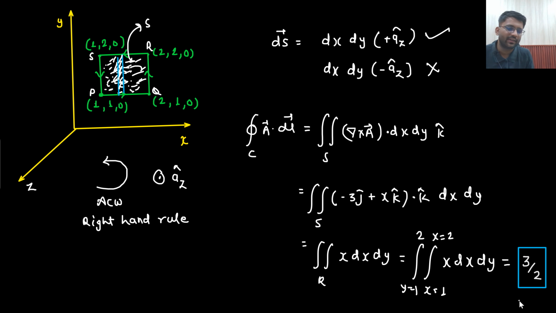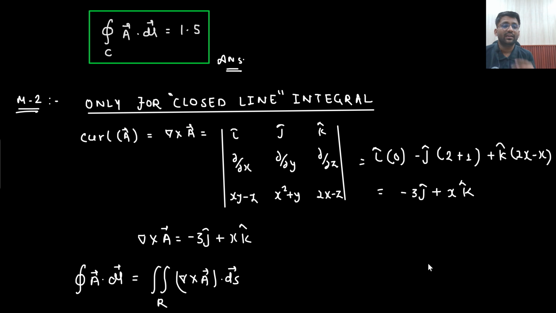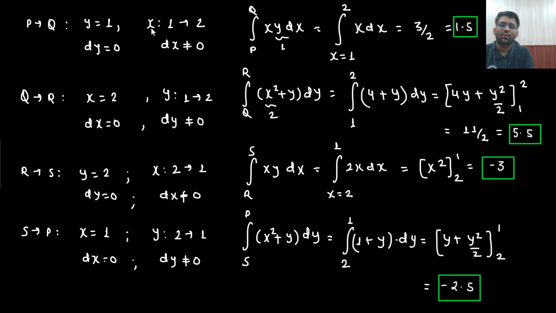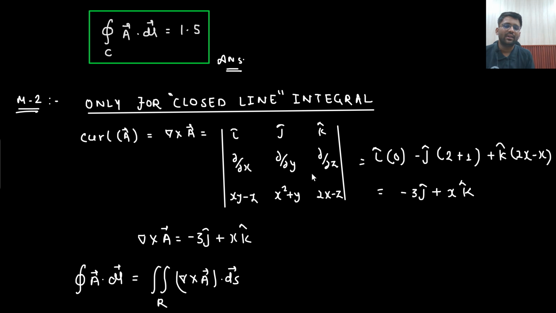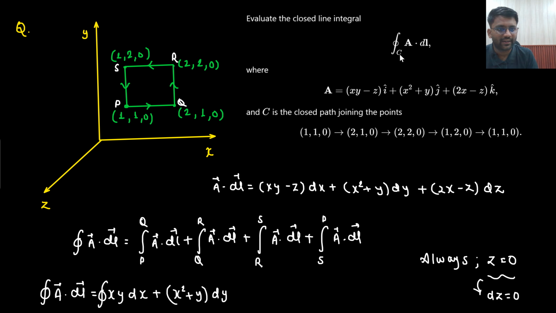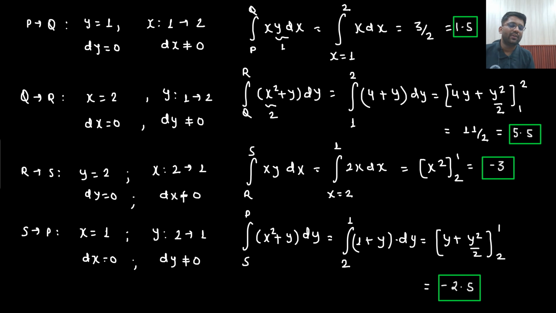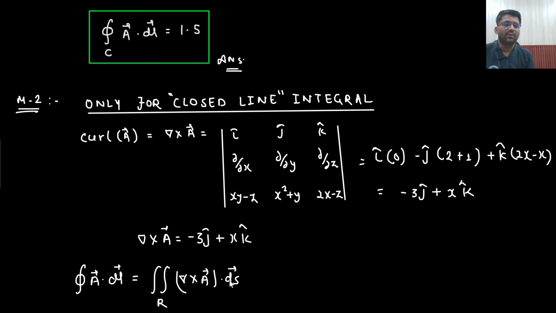So what did you understand? The answer is very simple here. So this method would be less hectic. Here you need to work for all of P to Q, Q to R, R to S, then S to P. Then you add all of them and you get the answer 1.5. But here, as I see, sir, it is a closed integral. It will be enclosing some surface. Since it is enclosing some surface, A dot dl could be replaced by del cross A dot ds.